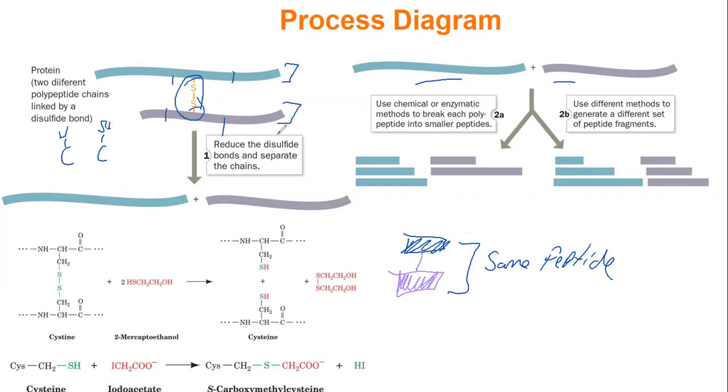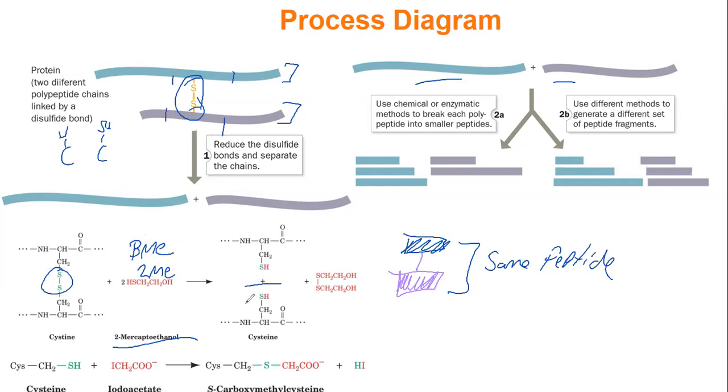The common way you break disulfide bonds is 2-mercaptoethanol. You'll also see it called beta-mercaptoethanol, or BME. So if you see 2-ME or BME or 2-mercaptoethanol or beta-mercaptoethanol, that is a reagent that will take any disulfide bond and break it.